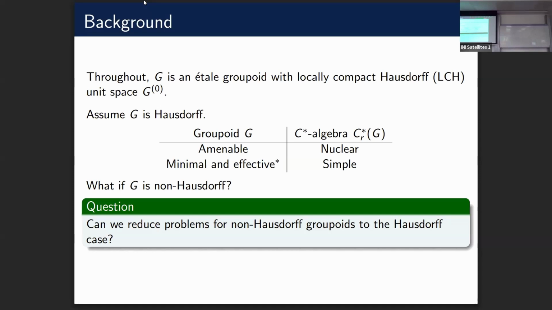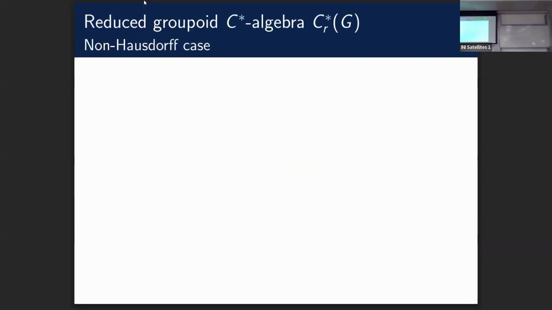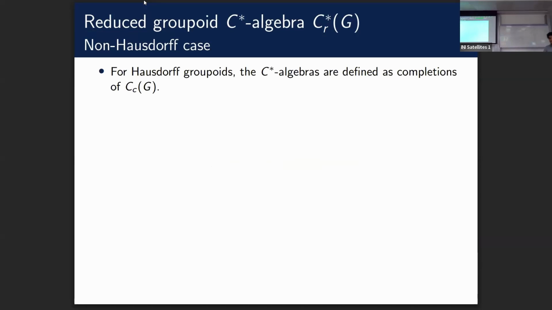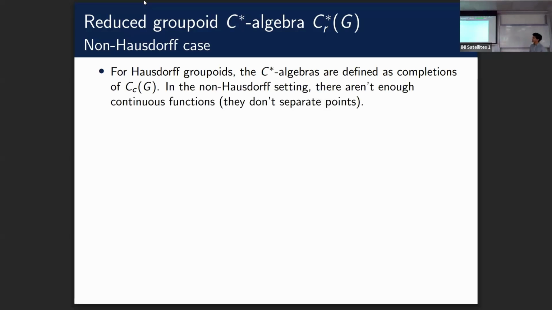Right. So some quick recap on C-star algebras. Hopefully you're aware of the construction in the Hausdorff case; I'll try to describe the main difference for non-Hausdorff groupoids. In the Hausdorff case, the C-star algebras are just defined as completions of C_c(G), the compactly supported continuous functions. In the non-Hausdorff setting, these aren't the right functions to look at. There aren't enough continuous functions; in particular, they don't separate points.